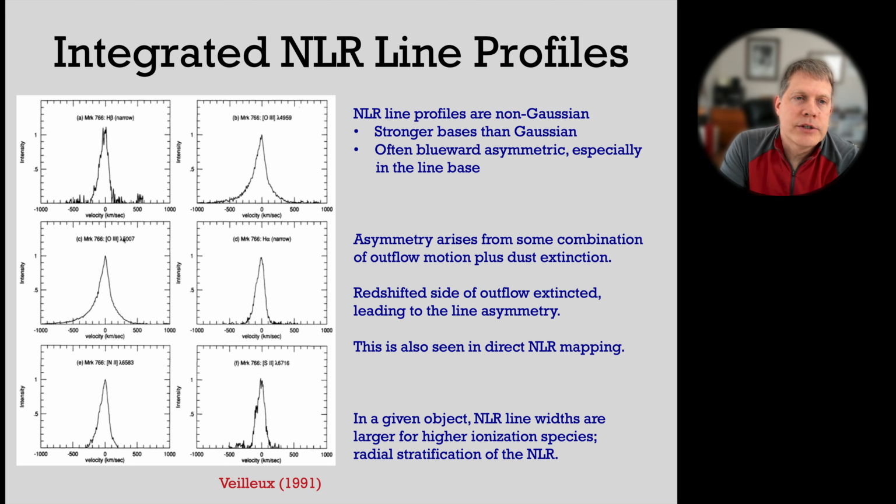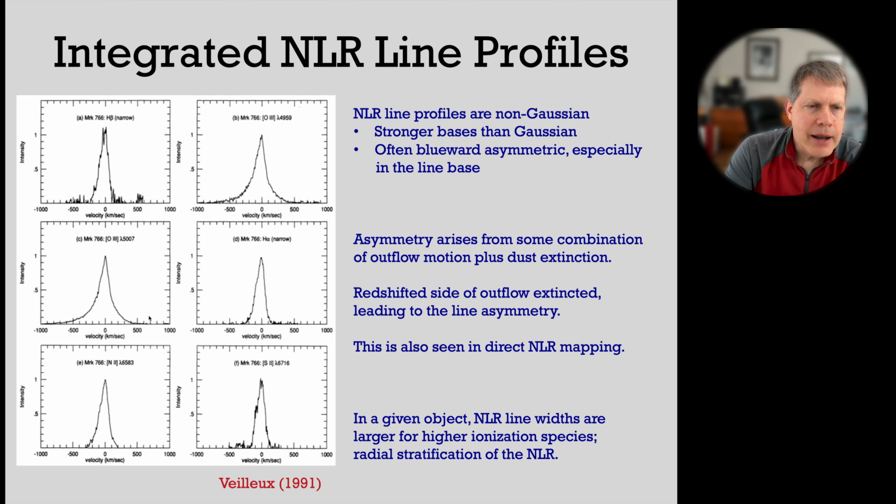And there's a couple of points that are worth noting. First of all, the NLR line profiles are non-Gaussian. You can see these profiles would not be well fit by a Gaussian. They have stronger bases than a Gaussian. Okay. And another point that's worth noting is, especially if you look at the line base, these profiles are often blueward asymmetric. And you can see that here. These profiles have a strong blue sort of tail to them, which is much less pronounced over here on the red side. You can see that here and there, for example, especially clearly.